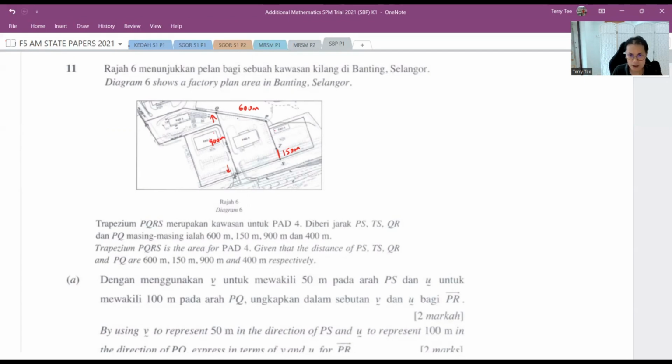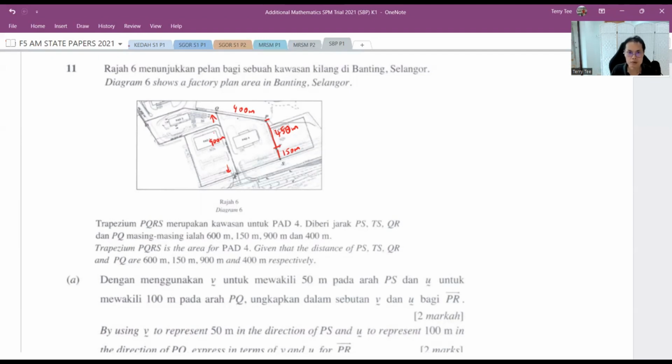So that means if your PS is 600, the whole thing is 600. 600 minus 150 is 450. This is 450, just so you know. S is over here, this is T, this is 450. And sorry, this is not 600, this is 400. Last one, PQ is 400. Maybe hard to see. The diagram, the picture is not very clear.